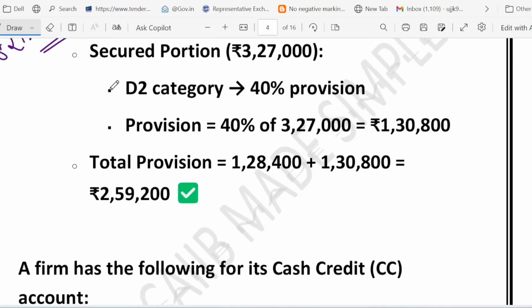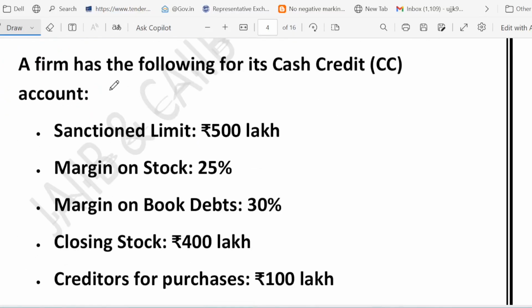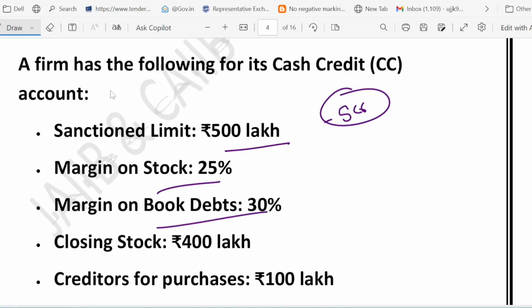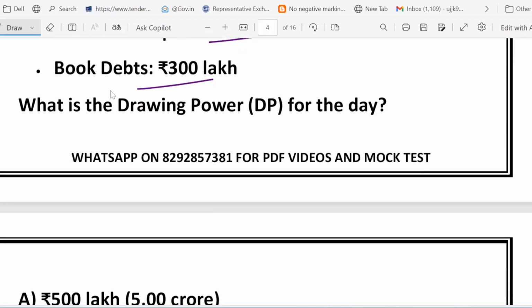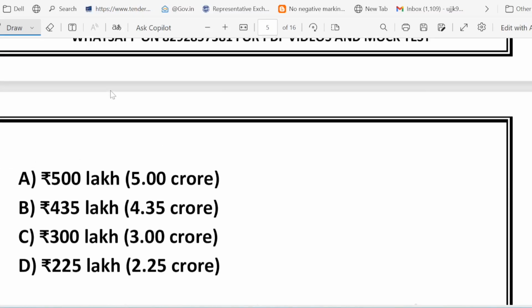Now friends, let's look at the third question. Very good question based on DP calculation. So the question is like this. Let's solve this cash credit DP question. Sanction limit is 500 lakh, which is equivalent to 5 crore. Margin on stock is 25%. Margin on book debt is 30%. Closing stock is 4 crore or 400 lakh. Credit for purchases they have given 100 lakh. Book debt they have given 300 lakh. The question is asking for the DP for the day. Options are in front of your screen.